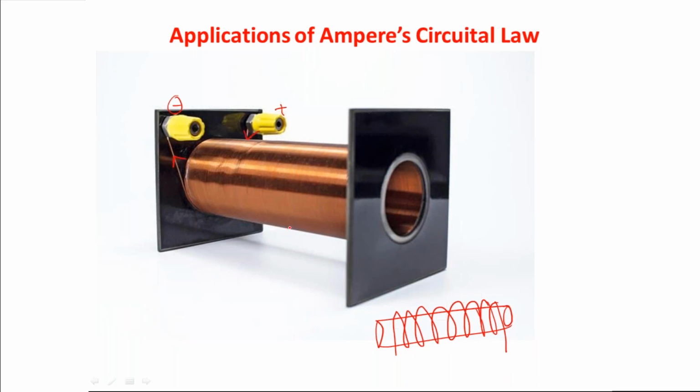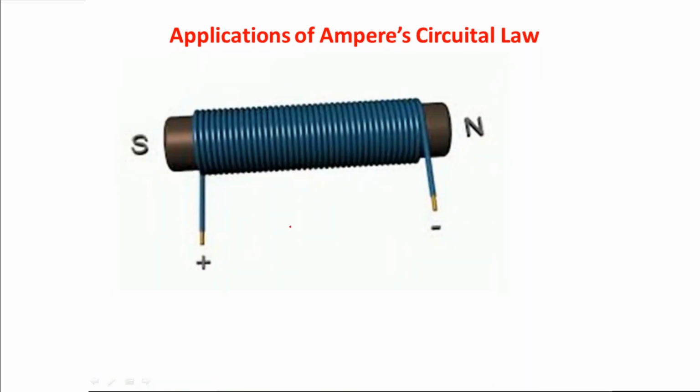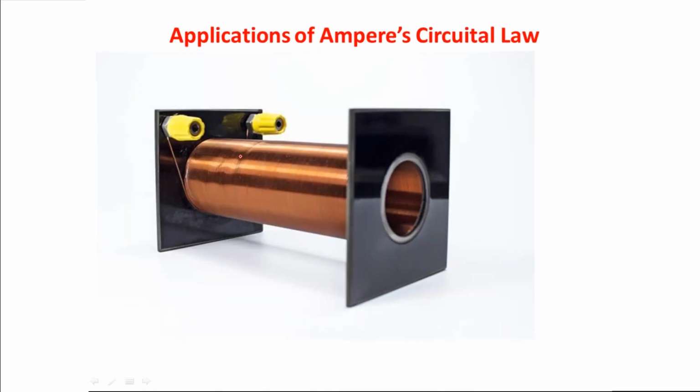Look here. When the wire is wound over a hollow PVC pipe or some insulating material, this kind of solenoid is called an air core solenoid. Core means the interior part of the solenoid. If there is no material inside, then only air is there, so that's why it is called an air core solenoid.